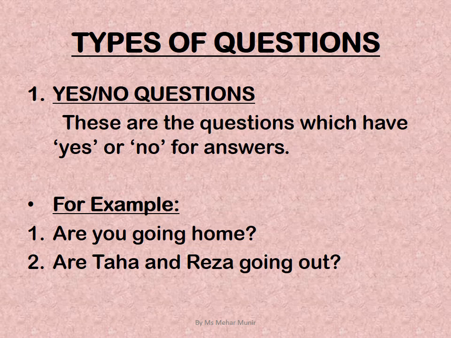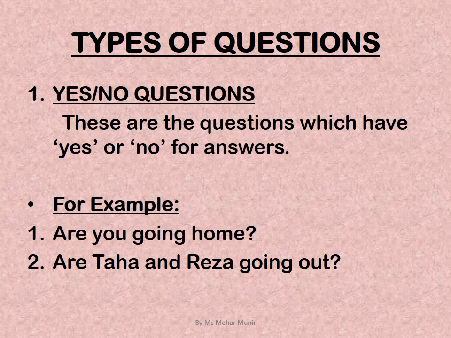Now we are heading towards kinds of questions. Type number 1, yes no questions. The heading is clear enough to explain what yes no questions are. These are the questions which have yes or no for answers. When the answer of any question is in the form of no or yes, that question must be a yes no question.